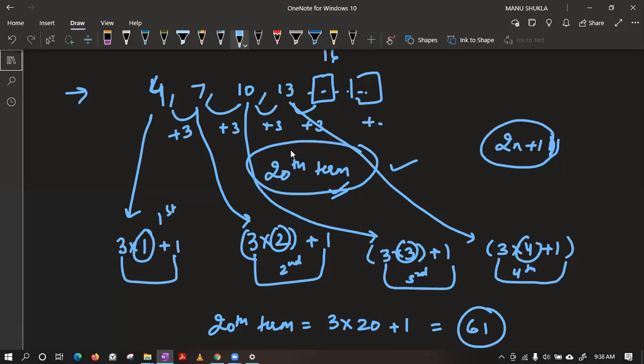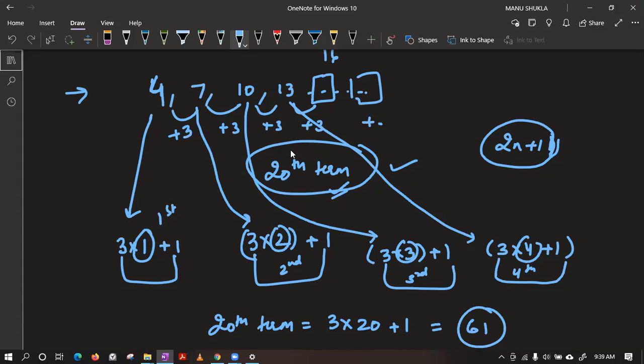But Lavya's answer is wrong. Lavya's answer is wrong because he got 2n plus 1 and you can check that will not work. 2n minus 1, 4n minus 1. The fourth term is 12, 16. No, it will not work. Only this will work. 3n plus 1 will work.